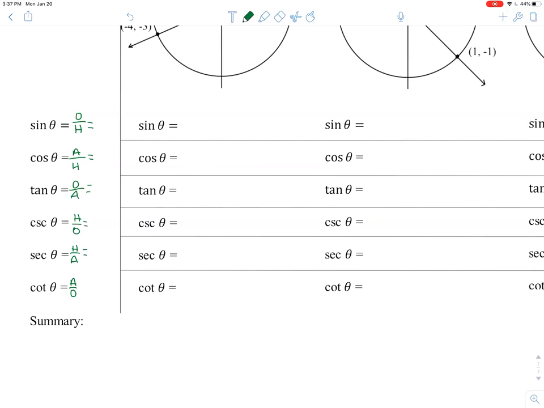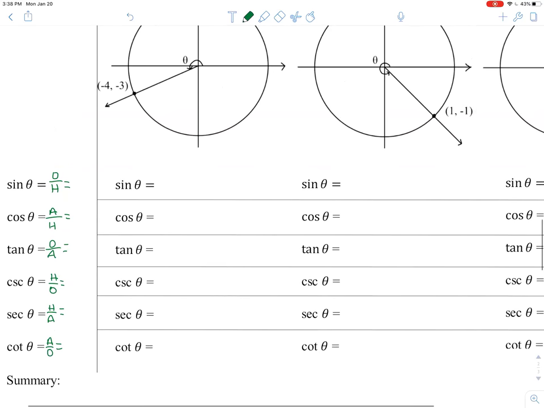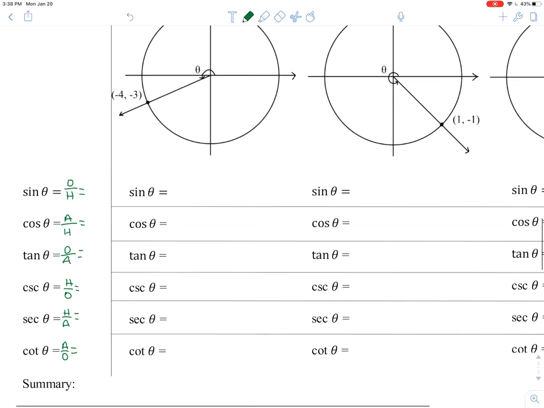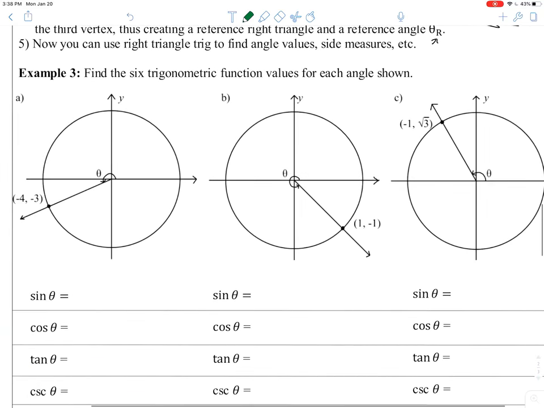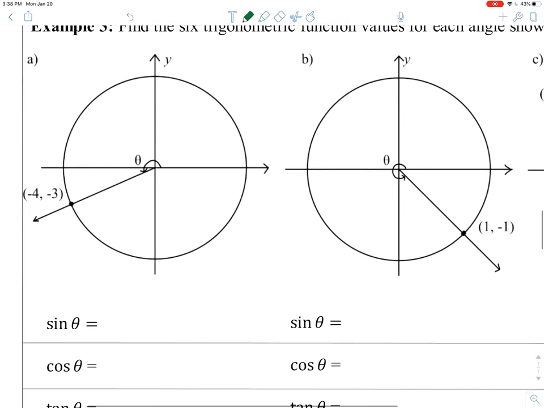We're going to write one more statement here in just a minute, because while that's really important and useful, at some point you want to transfer that information to a circle and use the x coordinate and the y coordinate and the radius instead of the hypotenuse. And so let's figure out which coordinates represent opposite, which coordinate represents adjacent, and which value represents the hypotenuse. Okay? So it says find the six trig functions for each angle shown.